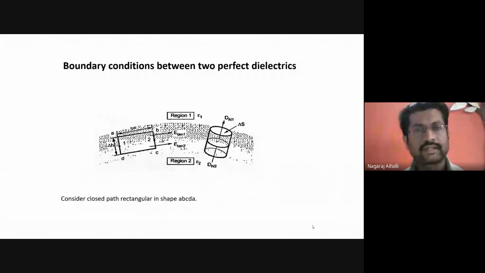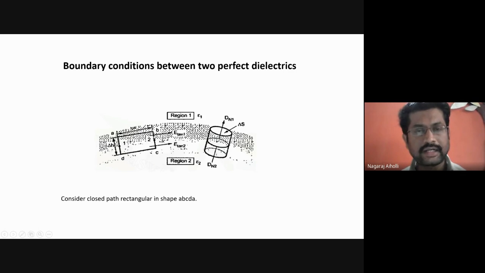Fine. Okay. We were discussing the boundary conditions between two perfect dielectrics yesterday. I'll quickly give a recap of that. Here, there are two regions. One region has the permittivity epsilon 1, and the other region has the permittivity epsilon 2. Then the rectangular shape is A, B, C, D, A. We are considering the direction A to B, B to C, C to D, and D to A in the clockwise direction. The width of the rectangle is delta W, and its height is delta H.